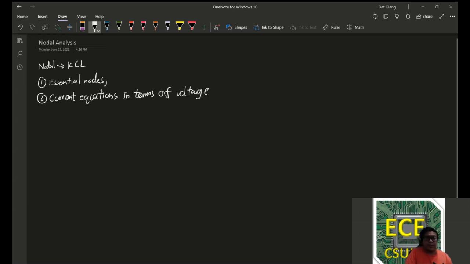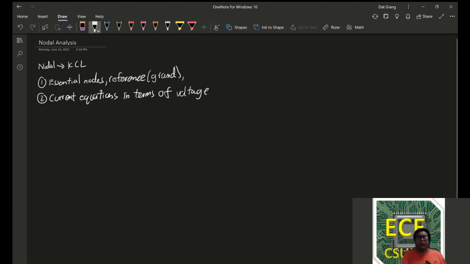So there are a few things. First, we need to identify an essential node, a reference node. A reference, in terms of circuits, means we have some kind of ground. And usually this ground, for solving circuit analysis problems, is arbitrary. We just have to pick some kind of reference where we say that's where there is no voltage.